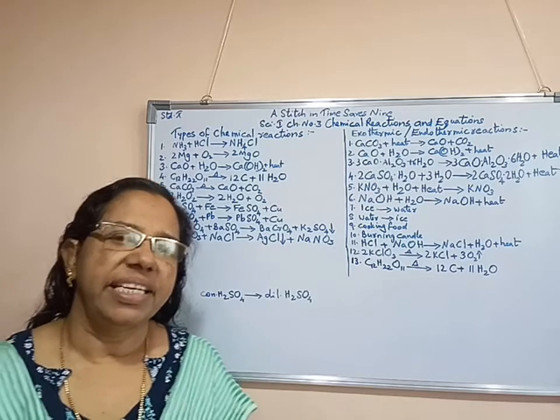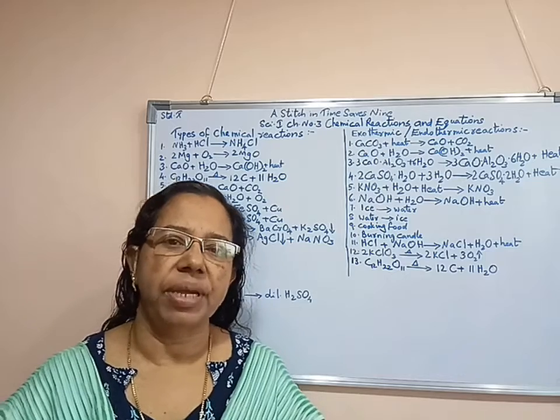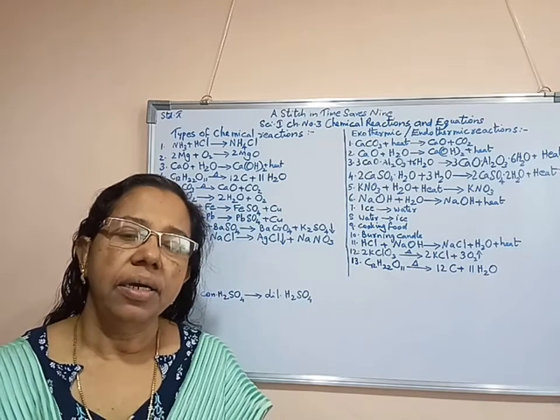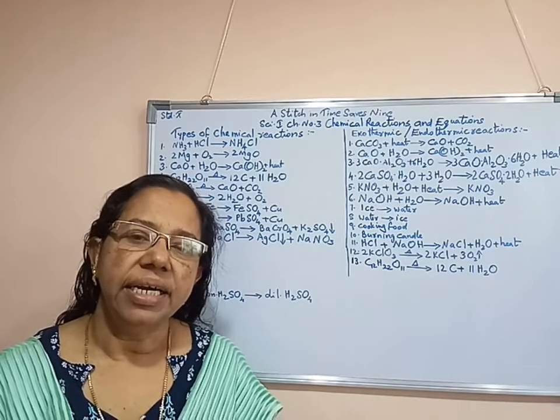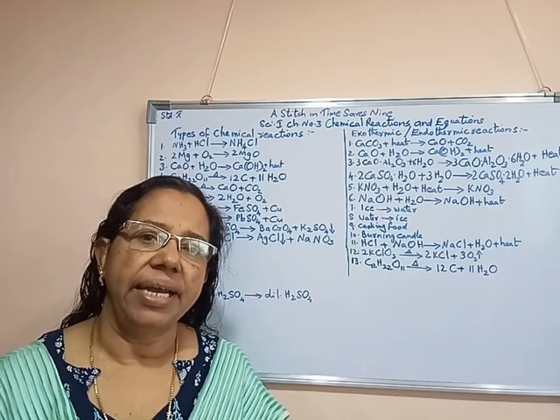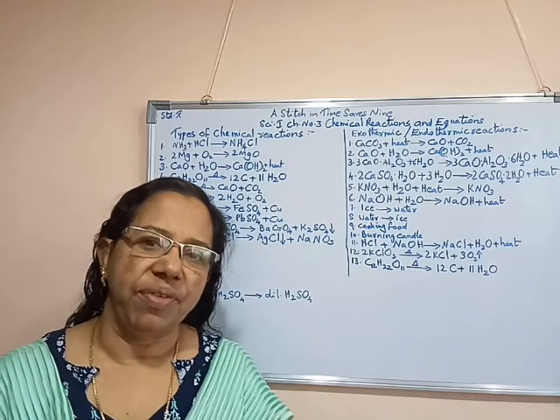Let us study types of chemical reactions. There are 4 types of chemical reactions. They are combination reaction, decomposition reaction, displacement reaction and double displacement reactions. Now one by one we will study.